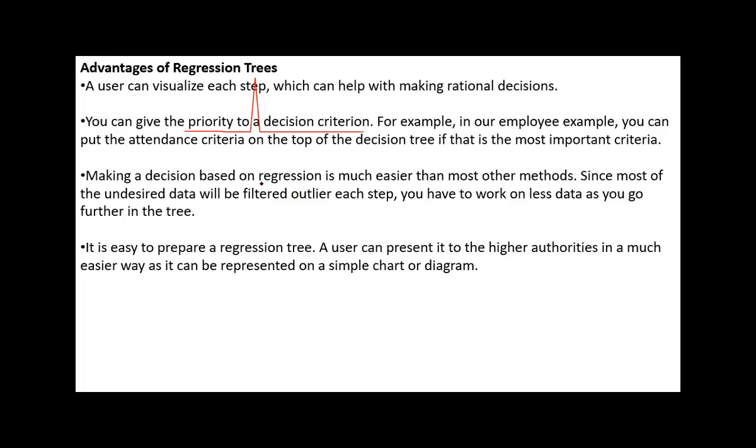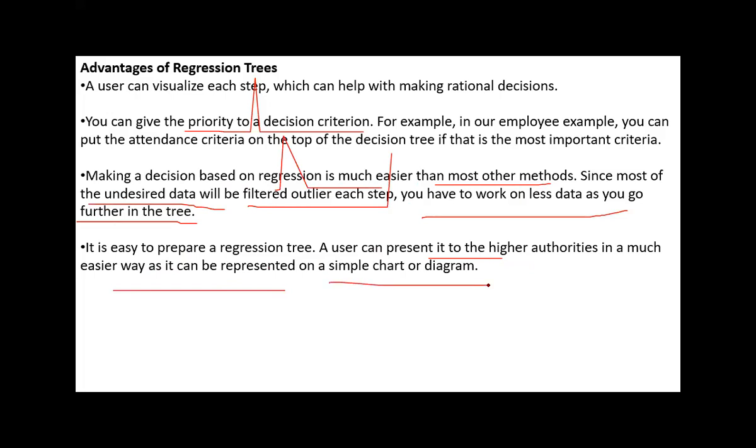Making a decision based on regression is much easier than most other methods, since most of the undesired data will be filtered out at each step. You have to work on less data as you go further in the tree. It is easy to prepare a regression tree. A user can present it to the higher authorities in a much easier way, as it can be represented on a simple chart or diagram. These are all the advantages of regression trees.